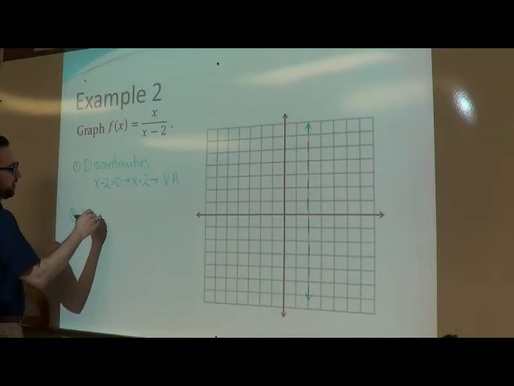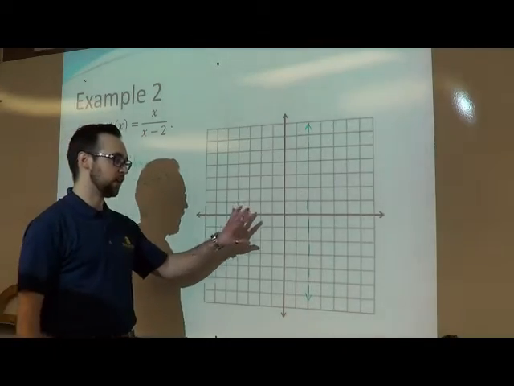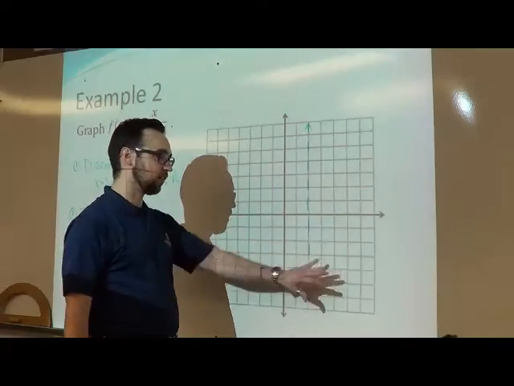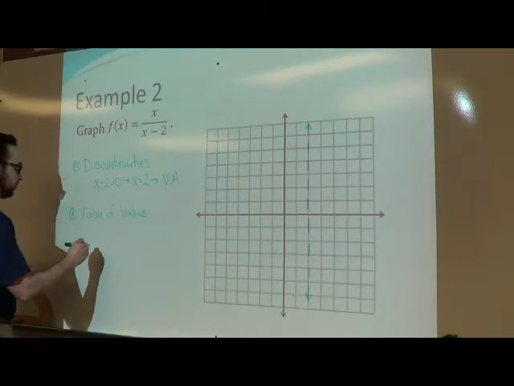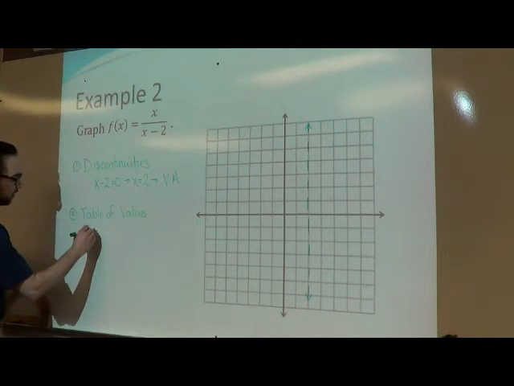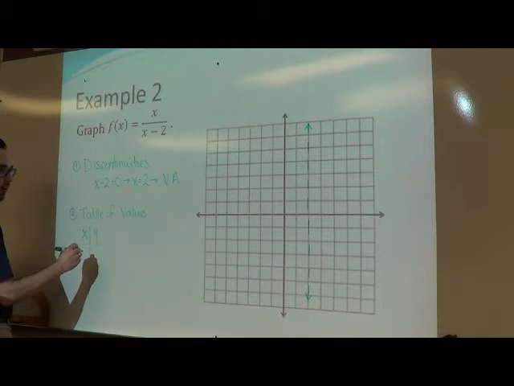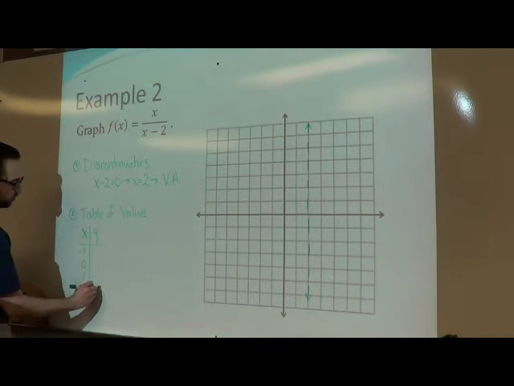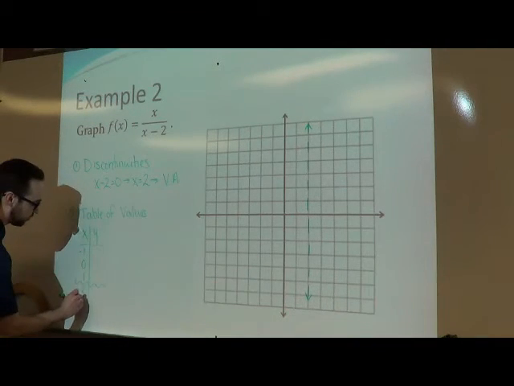So we're going to go with a table of values. Now when you do this, you have to find 3 points on one side and 3 points on the other side. Because if I find all my points over here, I don't know what's happening over here. There's still more graph over here. So we have to do at least 3 points on both sides. So when I pick my points, remember we cannot pick 2. So I'm going to pick -1, 0, and 1. And then I'm going to put a squiggly line here to show that's where my asymptote is. And then we're going to jump over that and we'll go to 3, 4, and 5.